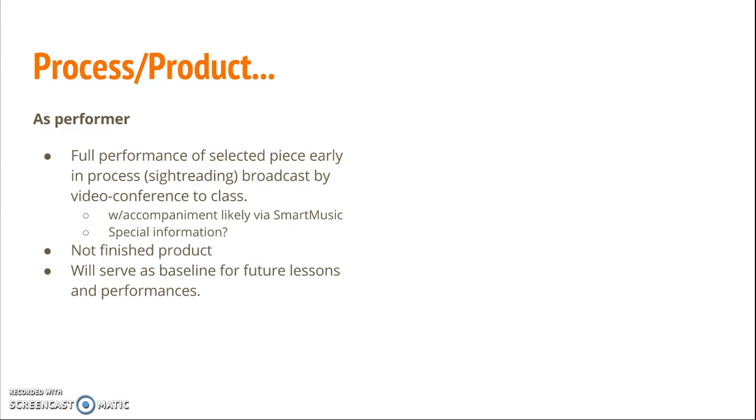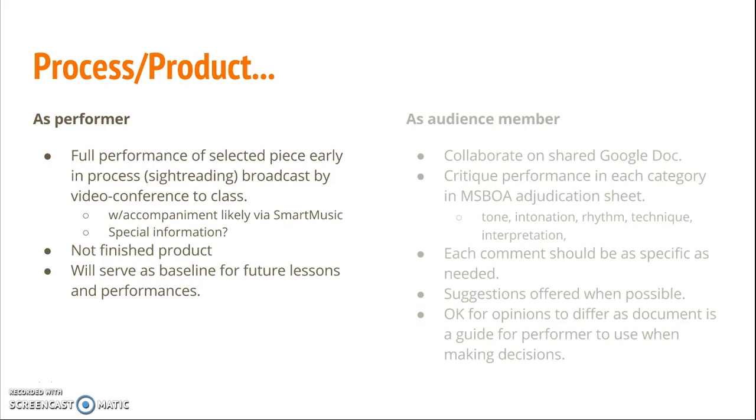The student should also be prepared to share any important information that they may have at that time, such as, is the piece of music based on a folk tune? Maybe it's written for a different instrument originally. If known, that information should be shared with the rest of the class. It's also important to keep in mind that this performance is not a finished product by any means. This is simply the baseline for what will happen over the rest of the course and in Lesson 2.